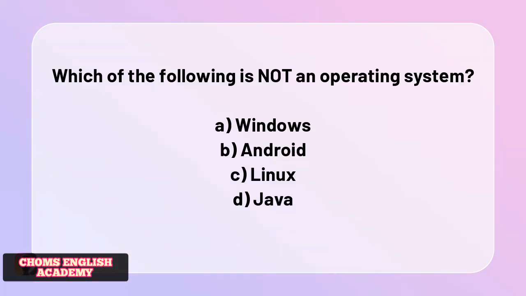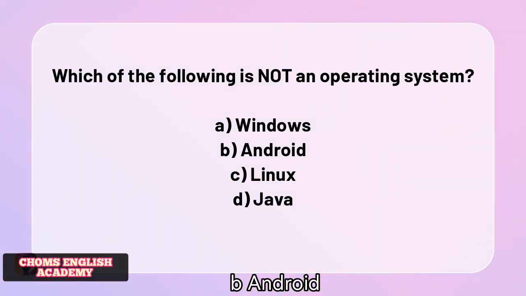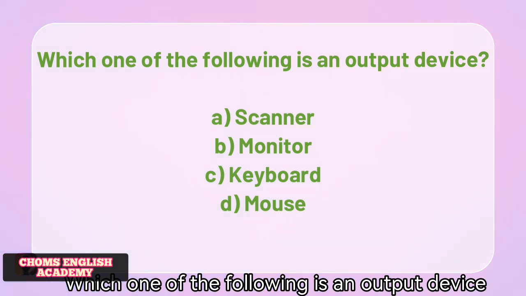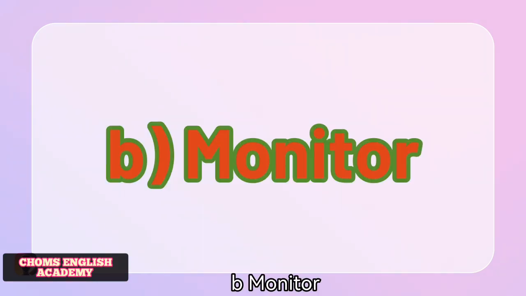Third. Which of the following is not an operating system? A. Windows. B. Android. C. Linux. D. Java. Answer. D. Java. Which one of the following is an output device? A. Scanner. B. Monitor. C. Keyboard. D. Mouse. Answer. B.